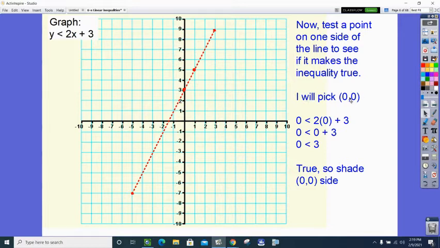So I'm going to pick 0, 0, and I'm basically going to put 0 in for x in the original inequality. And I'm going to put 0 in for y, and I'm going to see if it holds true. So 2 times 0 is 0, plus 3 is 3. And since 0 is less than 3, 0, 0 is a solution. So I'm going to pick up my pencil. Eventually, we might be using colored pencils in the next unit, but we're going to shade the side that has 0, 0. If my test point comes out with a not true inequality, I would shade the side that does not include the test point.